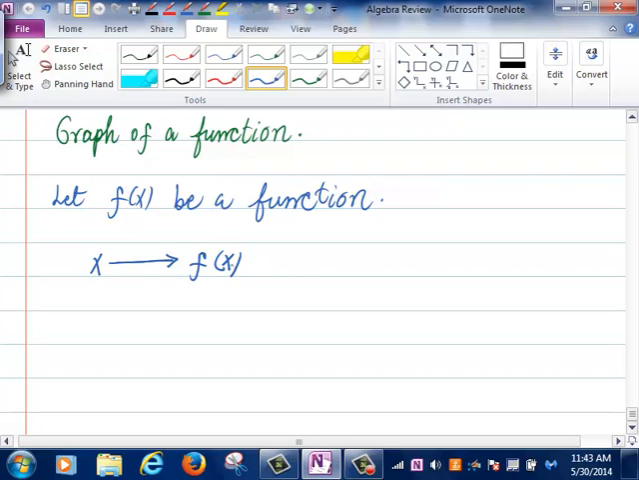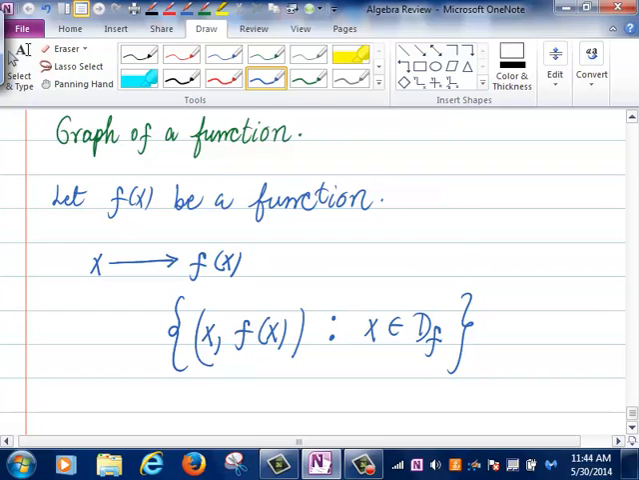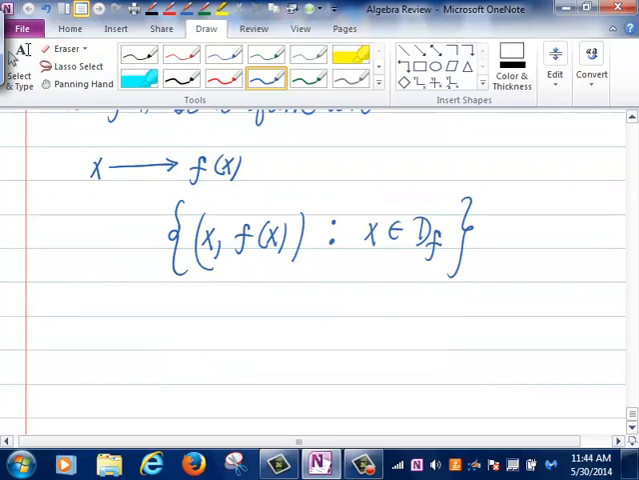So what I'm going to do is pair up each input with the corresponding output. You get a point, right? Each input paired up with the corresponding output, and the input will go over the domain of the function. So for every valid input you pair up the input with the corresponding output, then you get a collection of pairs, and that collection of pairs you can plot in the plane.